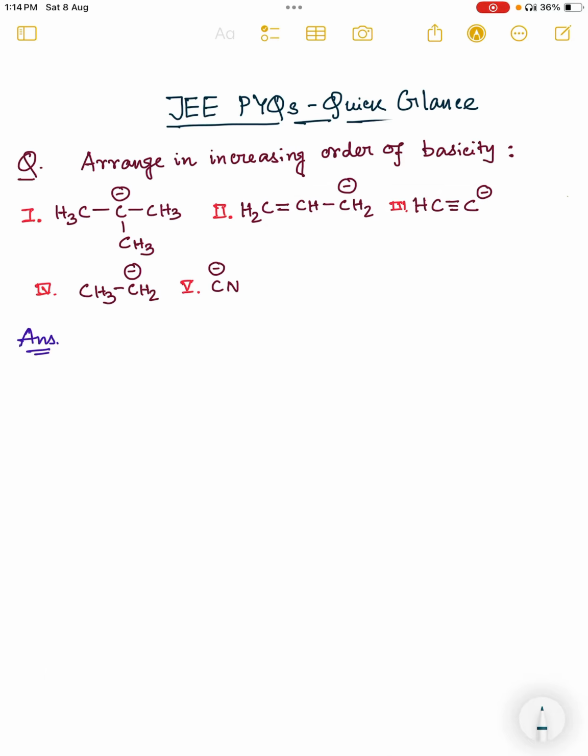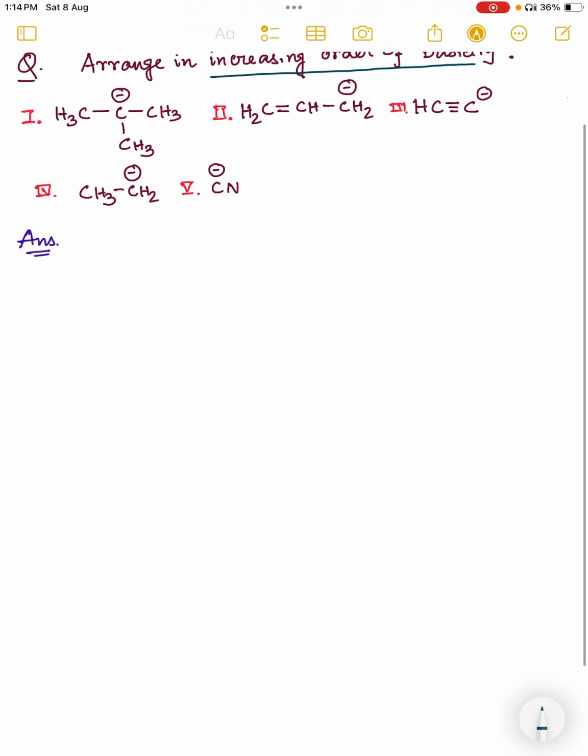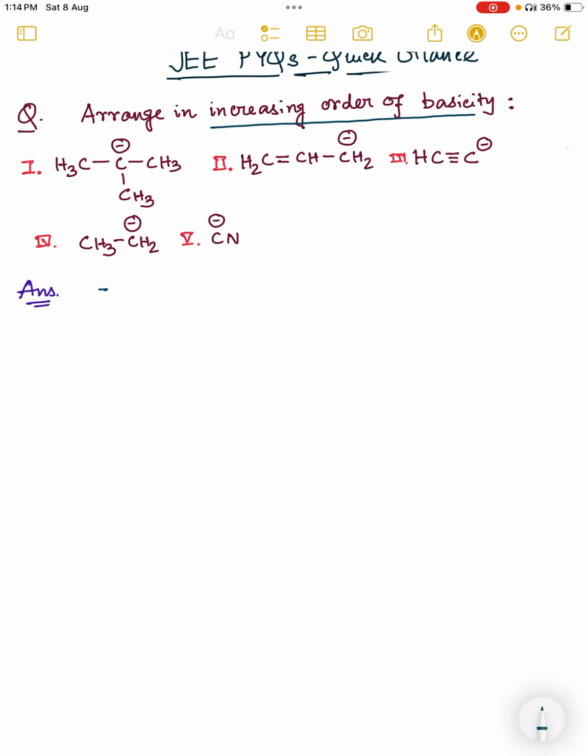So in this question, we will see the five examples and we will check their corresponding increasing order of basicity of these molecules, starting with example number one. Whenever you are dealing with these kinds of questions in competitive exams, you have to start with the hybridization of the different carbon atoms. So here we have to club these carbon atoms according to their hybridization first.